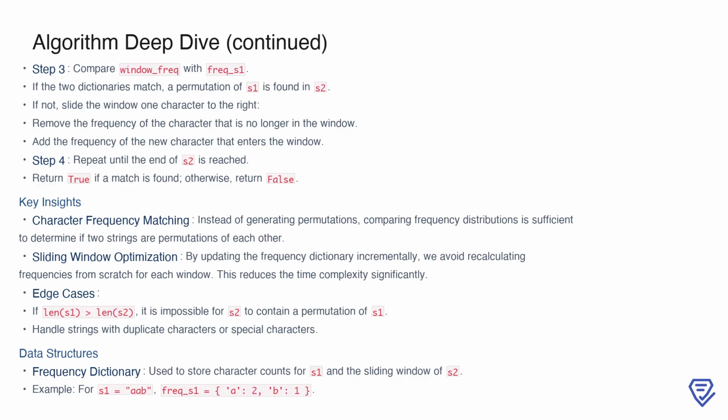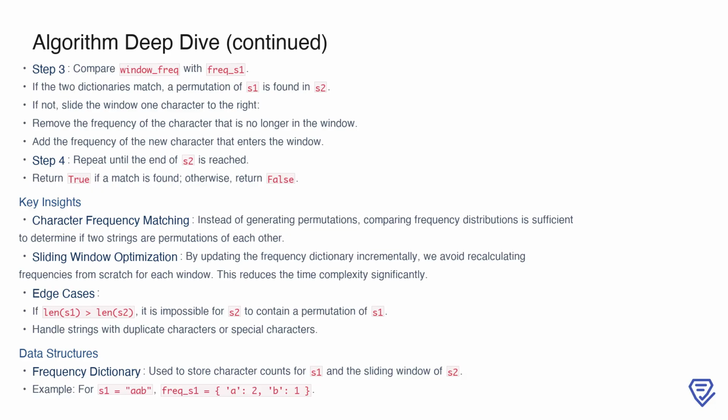The sliding window approach can be broken down into a few key steps. First, we compare the frequency dictionary of the initial window in S2 to the frequency dictionary of S1. If the two dictionaries match, it means that the current window in S2 is a permutation of S1, and we can return true. If they don't match, we slide the window one character to the right. When we do this, we adjust the frequency dictionary of the window by decrementing the count of the character that is no longer in the window and incrementing the count of the new character that has entered the window. This incremental update ensures we only modify the counts for the two changing characters, keeping the operation efficient.